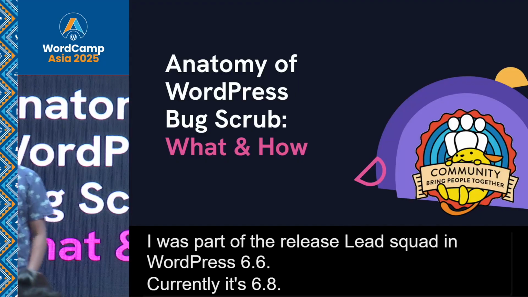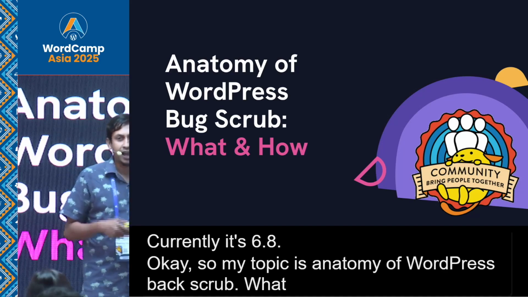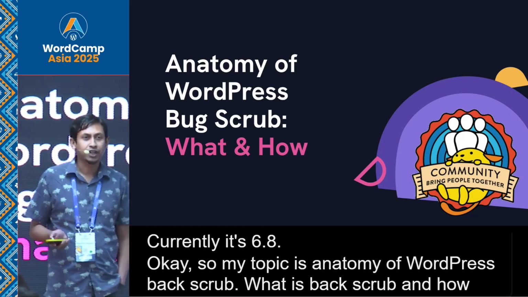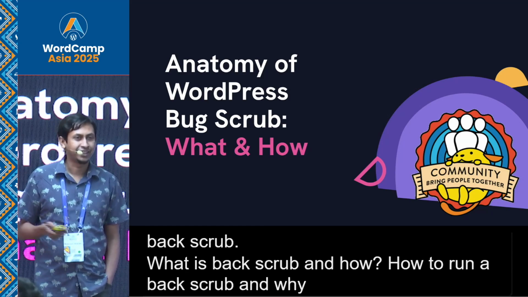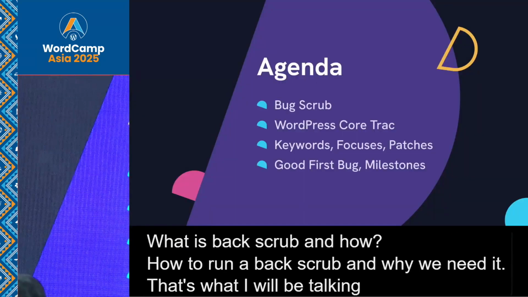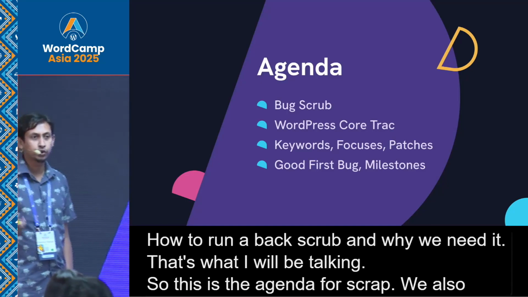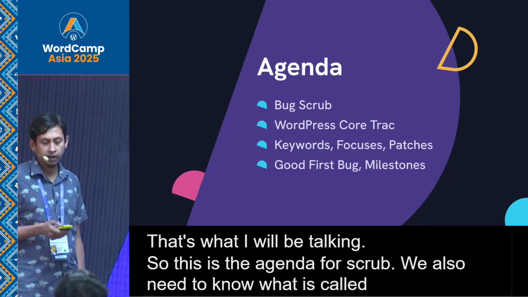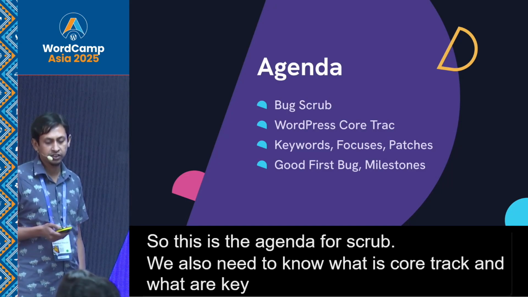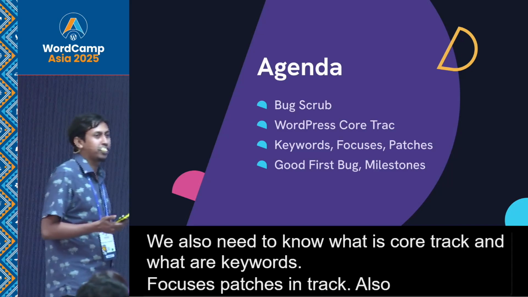Okay, so my topic is the anatomy of a WordPress bug scrub. What is a bug scrub, how to run a bug scrub, and why we need it. That's what I'll be talking about. So this is the agenda. For bug scrub, we also need to know what is core trac and what are keywords, focuses, and patches in trac. Also, what is a good first bug.